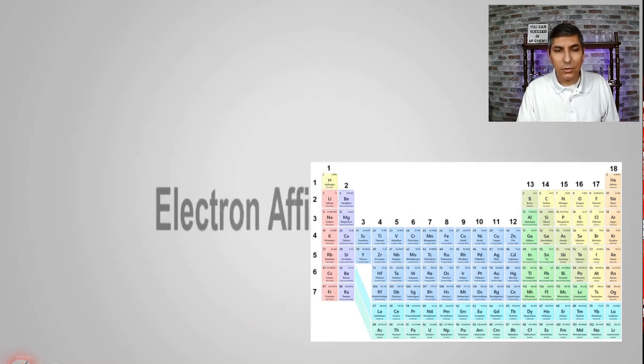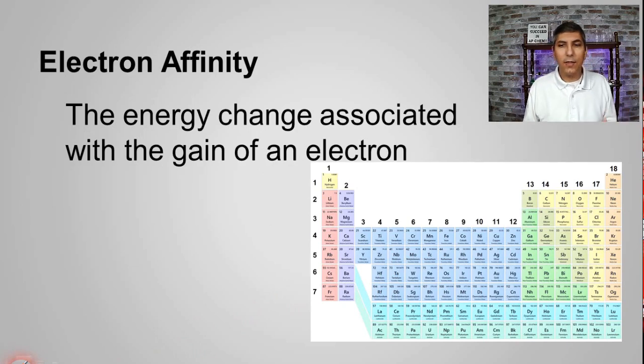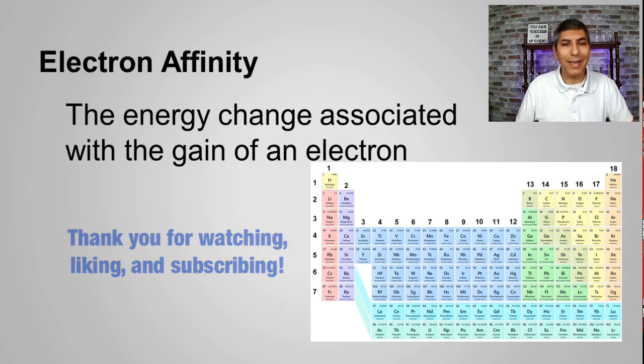One last trend, this is called electron affinity. And electron affinity is defined as the energy change that's associated with the gain of an electron. So when we add an electron to an atom, what's the energy change going to be? And generally speaking, if you go to the farther right and top of the periodic table, that energy is going to be greater. And if you go toward the bottom left-hand corner of the table, the energy will generally be lower. So I hope you learned something about some periodic table trends, some patterns on the periodic table here.